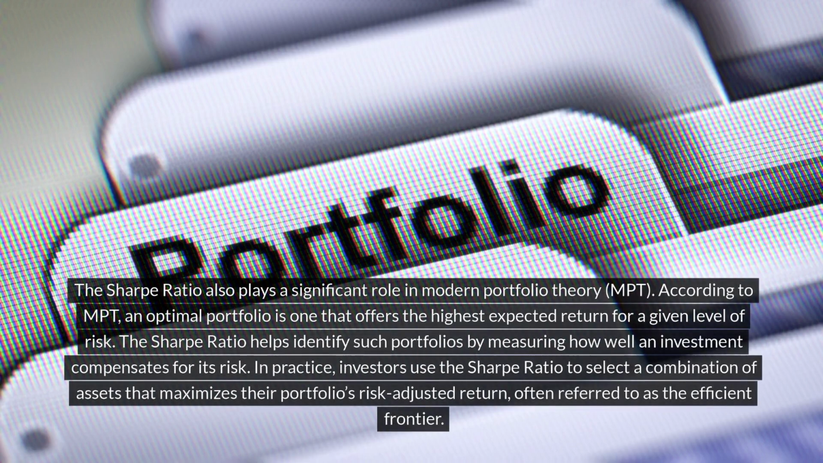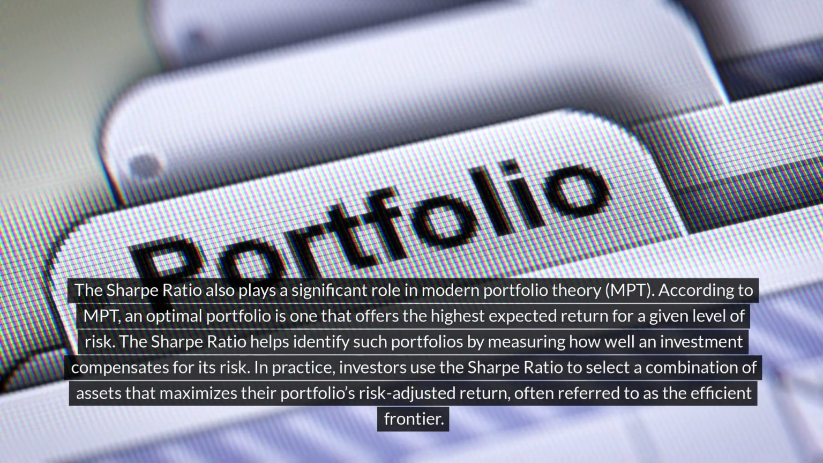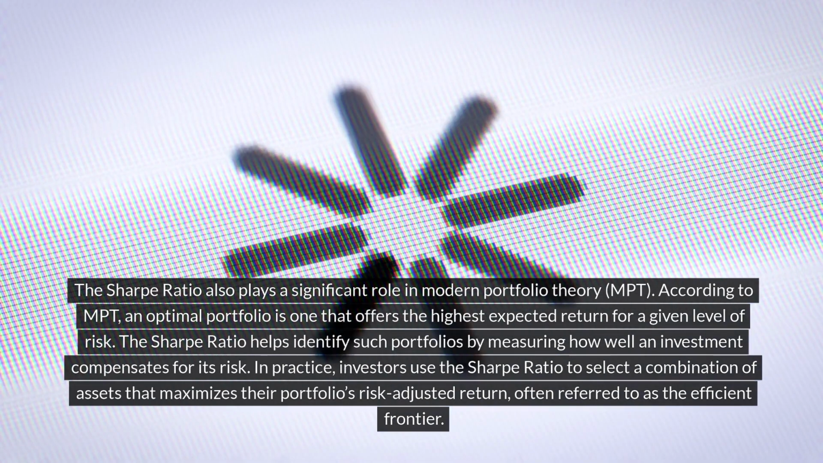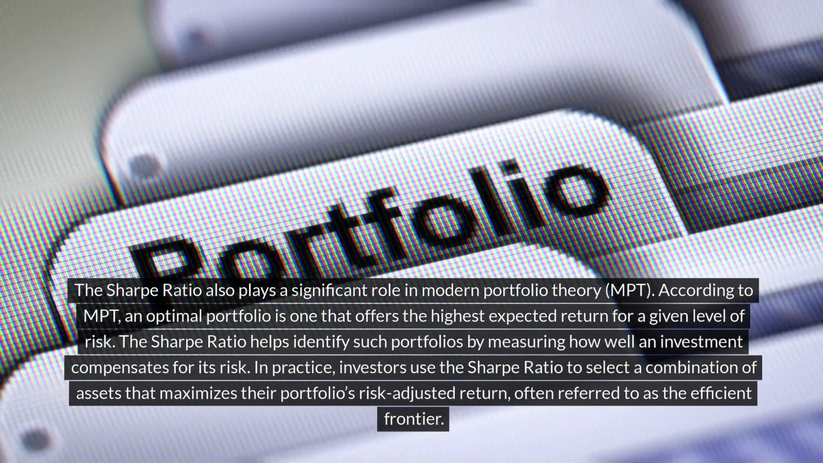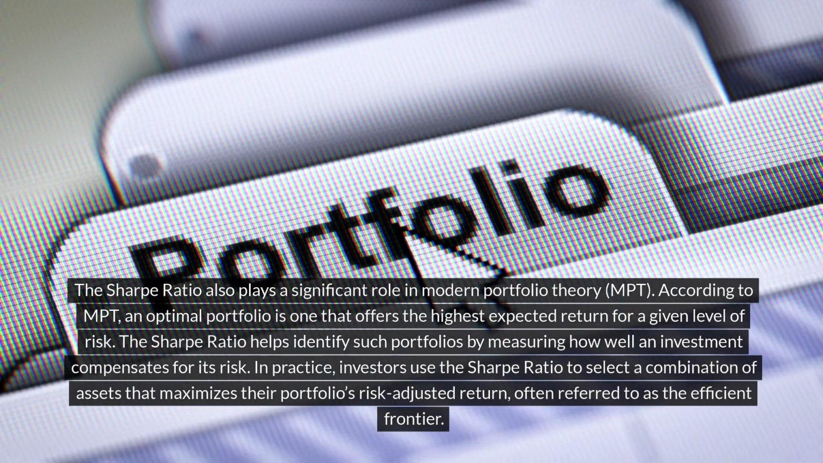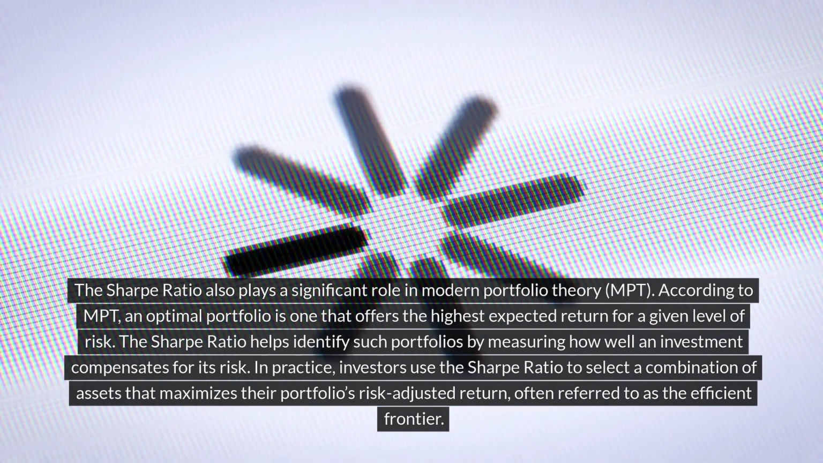The Sharpe ratio also plays a significant role in modern portfolio theory, MPT. According to MPT, an optimal portfolio is one that offers the highest expected return for a given level of risk. The Sharpe ratio helps identify such portfolios by measuring how well an investment compensates for its risk. In practice, investors use the Sharpe ratio to select a combination of assets that maximizes their portfolio's risk-adjusted return, often referred to as the efficient frontier.